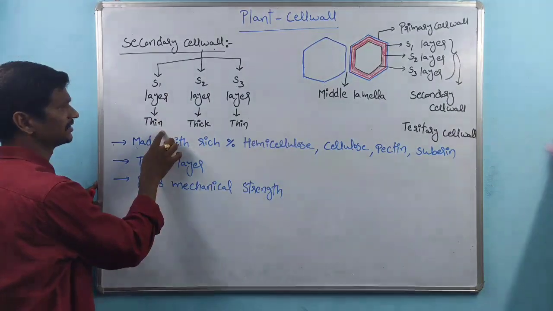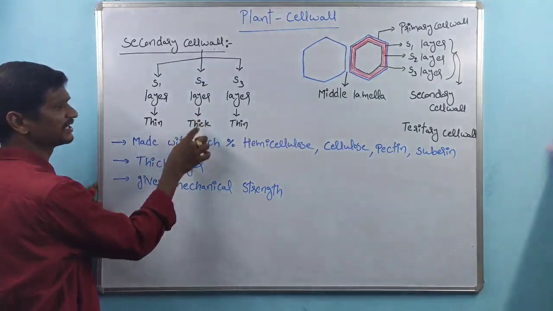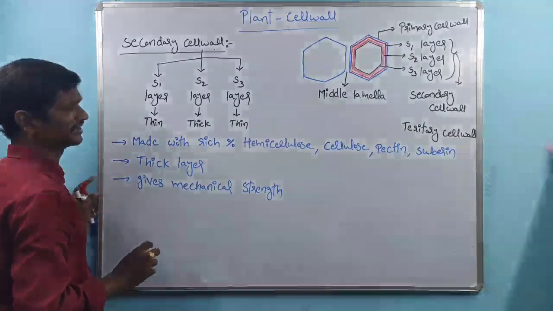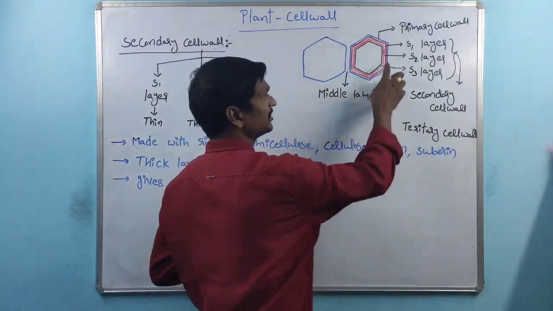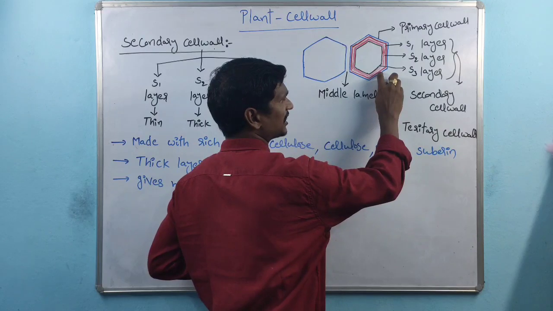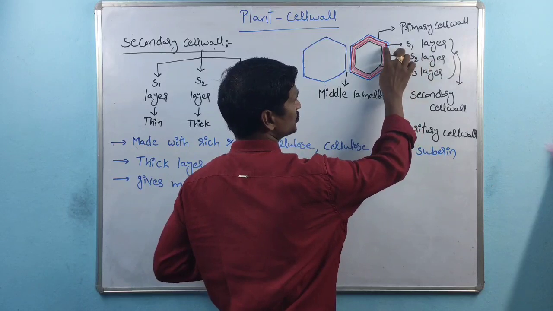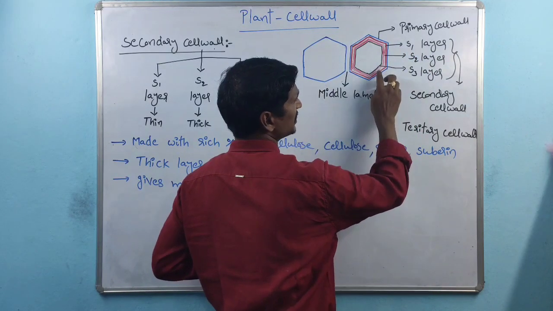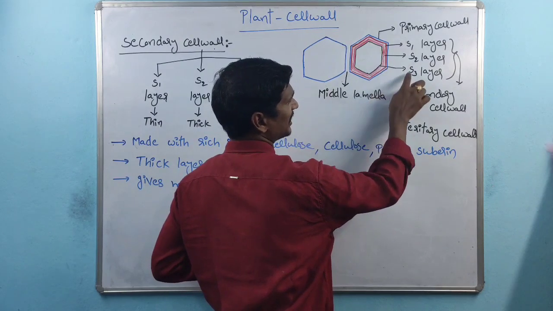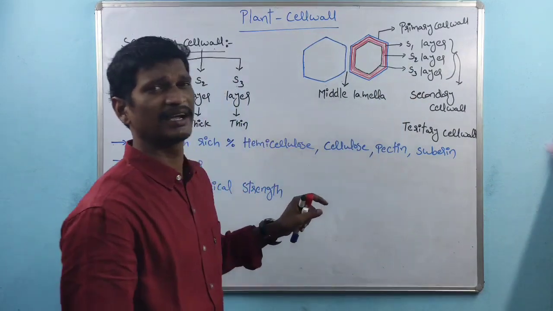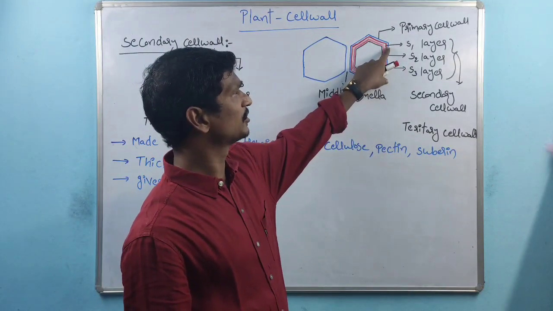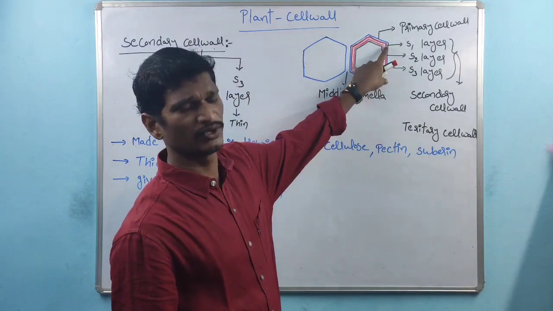S1 layer is thin. S2 layer is thick. And S3 layer is thin. See, here this is the single red color line, inside the primary cell wall, that one is the S1 layer. Inside the S1 layer, that one is called the S2 layer. Inside the S2 layer, the black color line indicates the S3 layer. So what I am telling here, inside the primary cell wall, that one is the S1 layer.